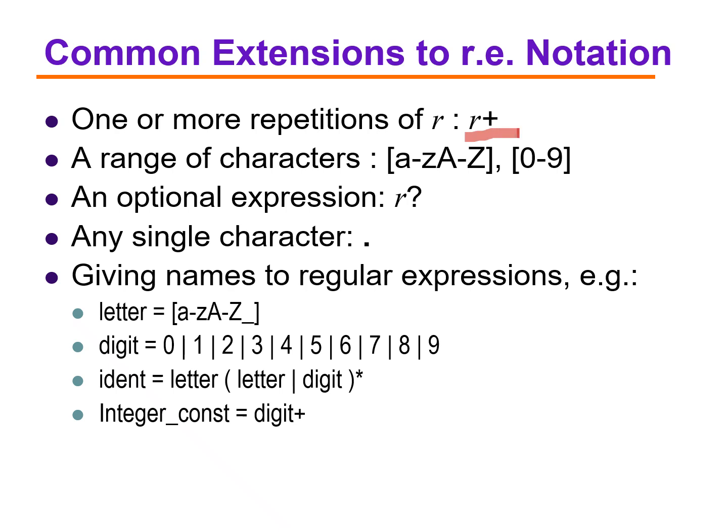This indicates positive closure. We call it one or more repetitions, and this indicates a range of characters when we use square brackets. And this conditional thing, which is in the C language, indicates an optional expression.